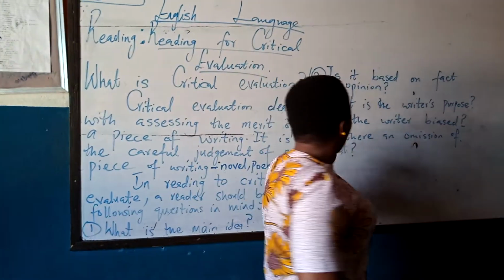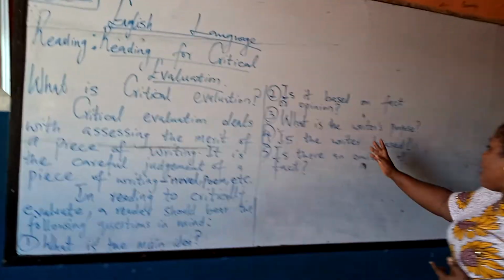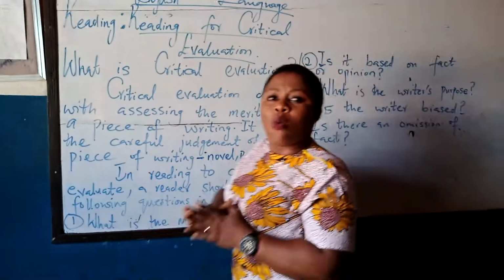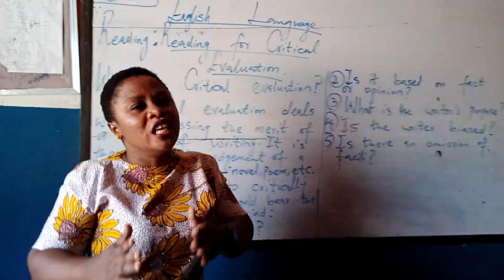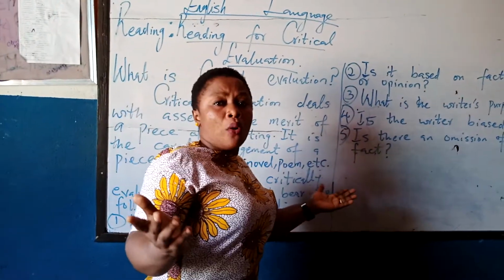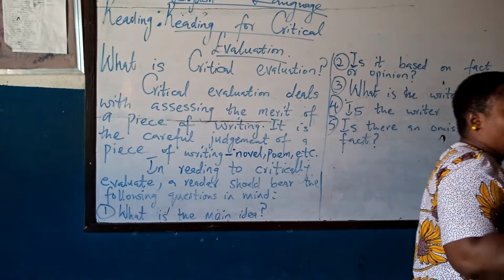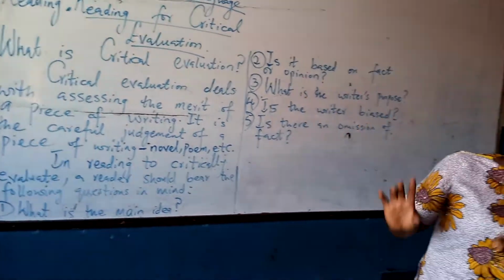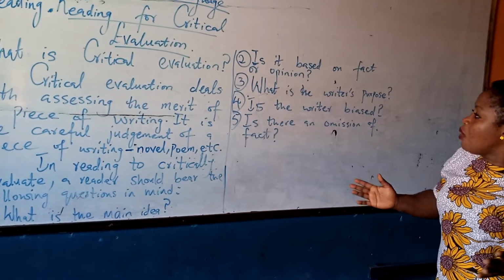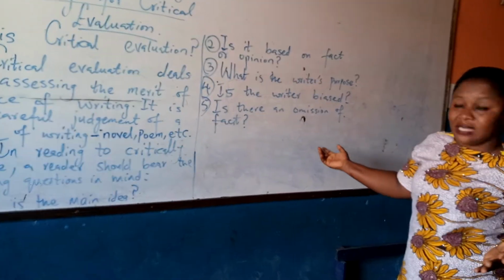Now, you can as well consider other things, such as: is the writer biased? What do we mean by that? A writer may be one-sided, trying to favor a particular person or anything at all. In that case, the writer may not balance the issue, trying to side with a particular person or thing or a particular idea about a thing. You may afterwards conclude that the writer is biased.